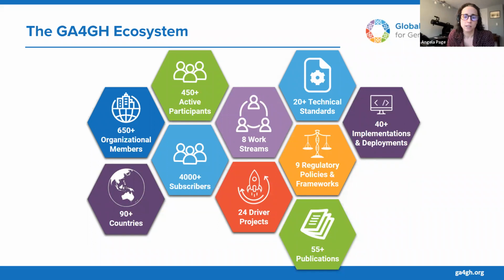But together that community has so far produced 20 technical standards and 9 regulatory policies and frameworks. And we're aware of 40 plus implementations and 40 plus institutions that have implemented or deployed our work in their local context. And several publications. You also note that we had a special issue in the new journal Cell Genomics, where you can learn a lot about GA4GH and what we're up to. If you want, we can share that link in the chat probably.